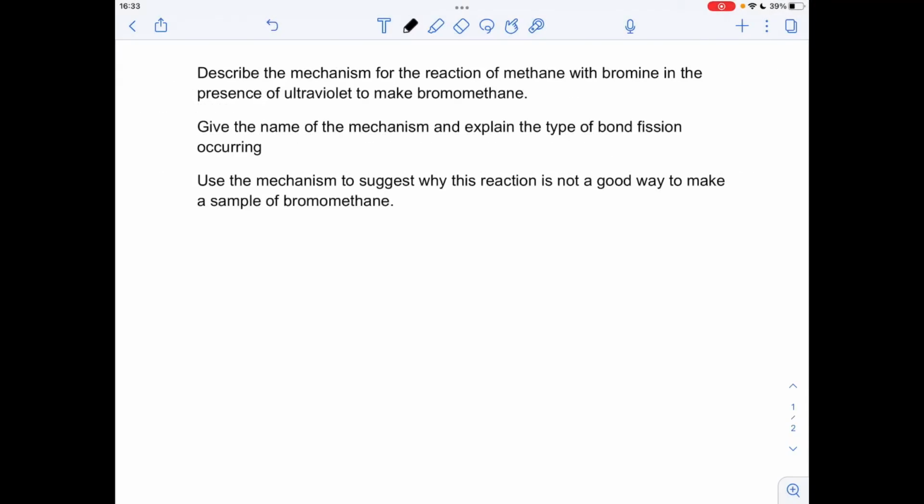Okay, so the first thing I'm going to do is write the overall equation for the reaction that's taking place between methane and bromine to make bromomethane. So there it is there. Before we go into the actual mechanism, might as well say what it's called. So this reaction mechanism is radical substitution.